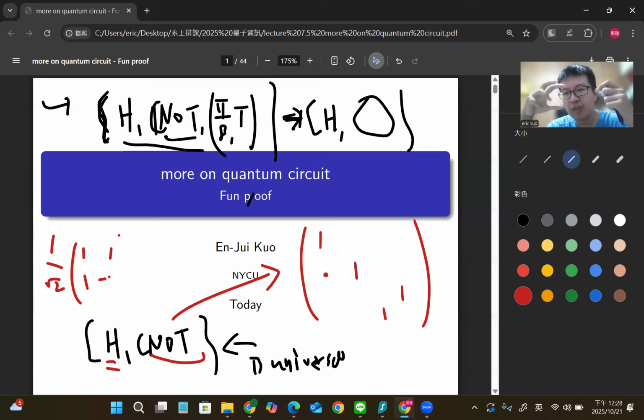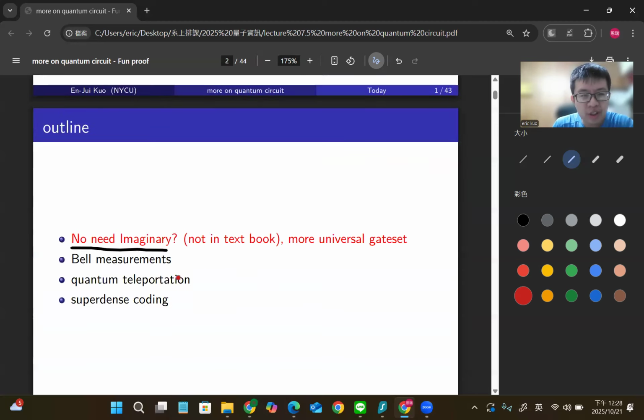So this i will make the wave function normalized. If I claim that the absolute value squared of the wave function is a probability, then this i is necessary to be there. Okay. However, this is not true in this quantum circuit. So this is what I want to talk about. And after that, we will talk about the so-called Bell measurement and quantum interpretation. These three are quantum circuit applications. Okay.